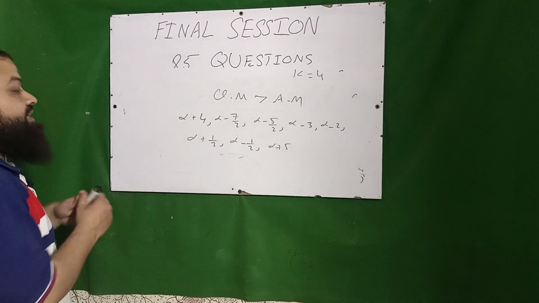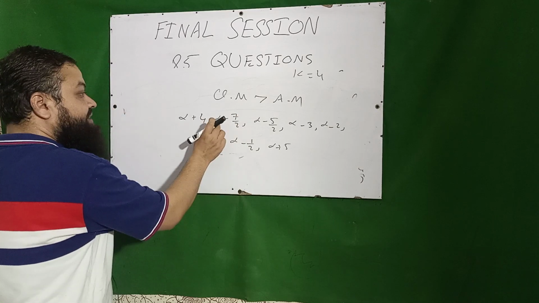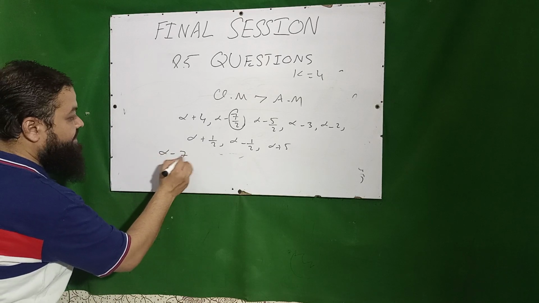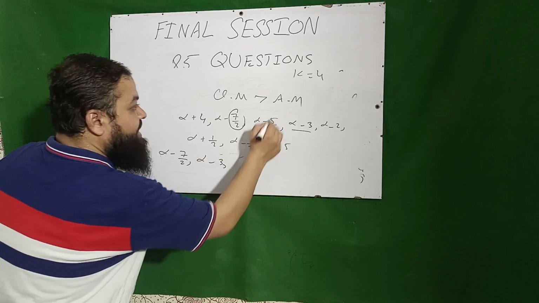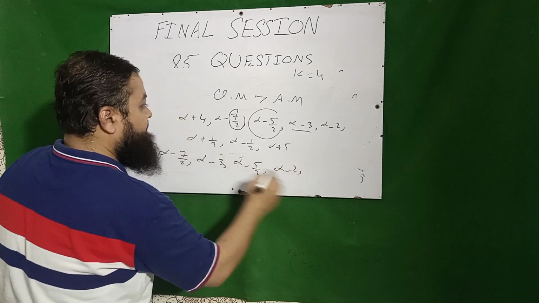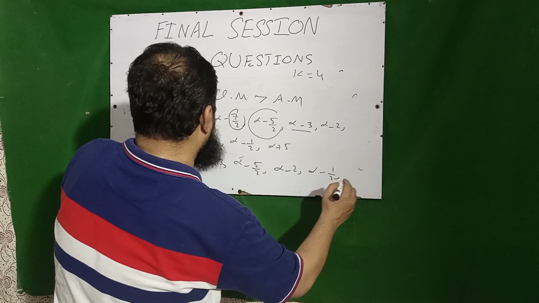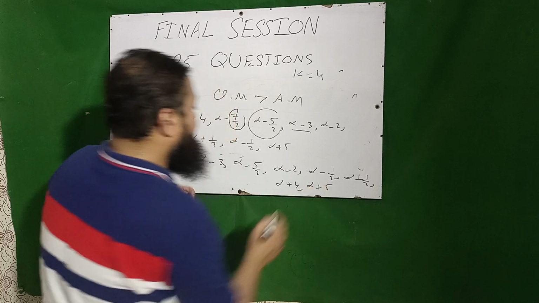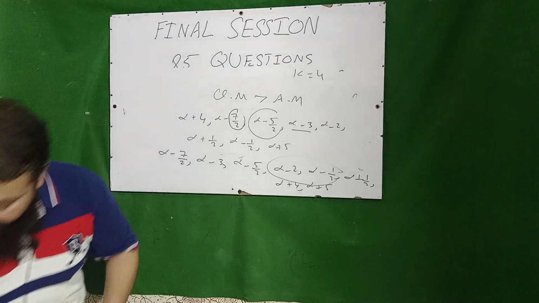First of all, you will have to arrange the data. Which is the smallest one? 7 over 2 means 3.5 and something minus 3.5, that will be the smallest one. Alpha minus 7 by 2 is the smallest value, then alpha minus 3, then we have alpha minus 5 by 2, then alpha minus 2, then alpha minus 1 over 2, then alpha plus 1 over 2, then alpha plus 4 and alpha plus 5. Now you will have to find out the mean by adding these two values and dividing by 2. A very important question.